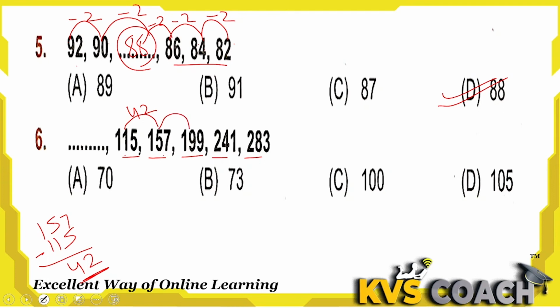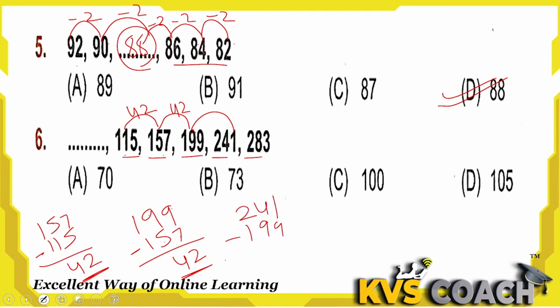Now find the difference between 199 and 157. We subtract because this is the bigger number. 9 minus 7 is 2, and 9 minus 5 is 4. Again it is a difference of 42. Let's check again: 241 minus 199. Here we carry 1, that is 11 minus 9 is 2, and here 3 is left, so again carry 1.